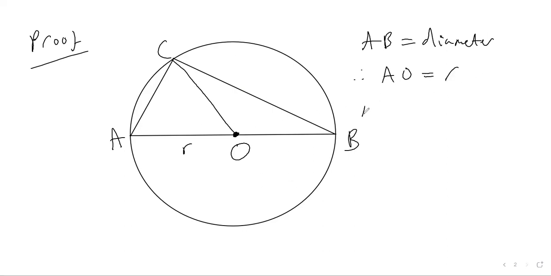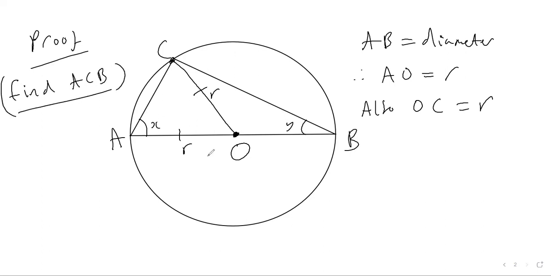We also know that O to C is the radius too. Any line that goes from the middle to the circumference of a circle is a radius. So that means we've got an equilateral triangle. Not equilateral, sorry, isosceles. So this triangle ACO is isosceles. Let's call this angle there x and this angle there y. We want to find out this angle ACB. That's the objective, so find ACB.